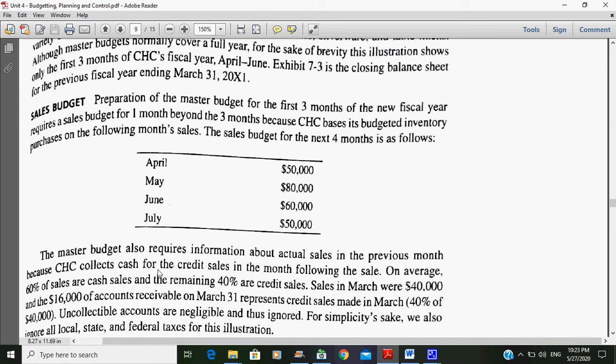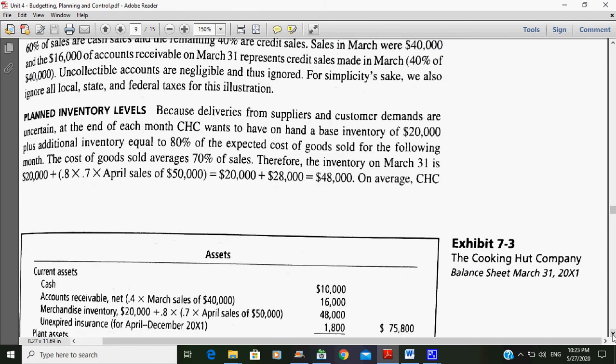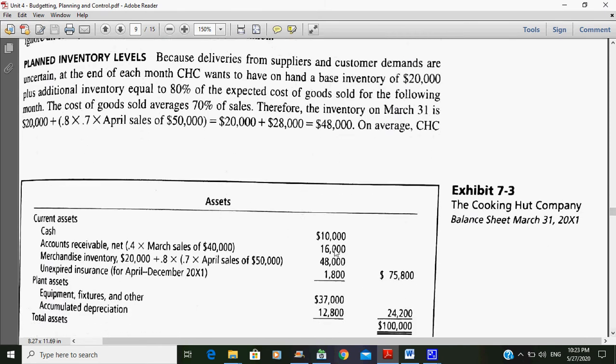So the cash will be collected in when? April, for credit sales in March. On average, 60% of sales are cash sales and 40% of sales are what? Credit sales. Sales in March are $40,000 and the 16,000 of accounts receivable on March 31 represents credit sales made in what? March, which is 40% of the 40,000, as you would see right here. That's why you got the 16,000 right here.